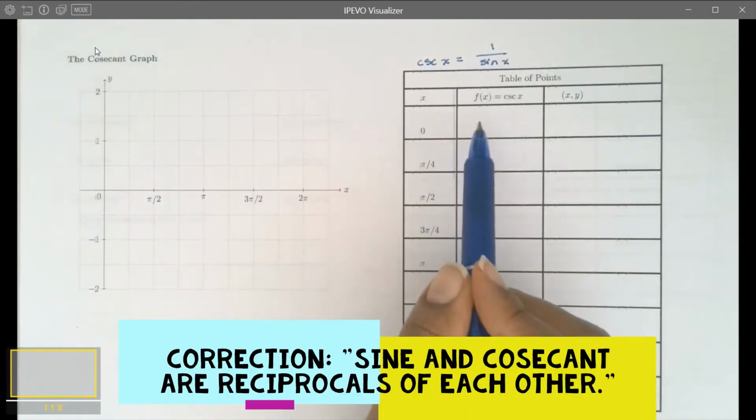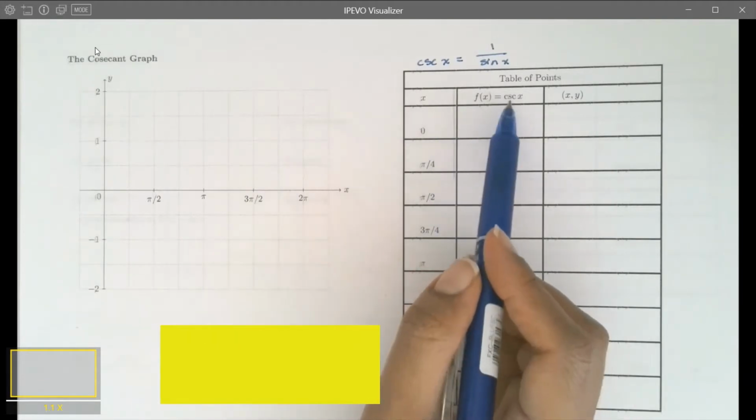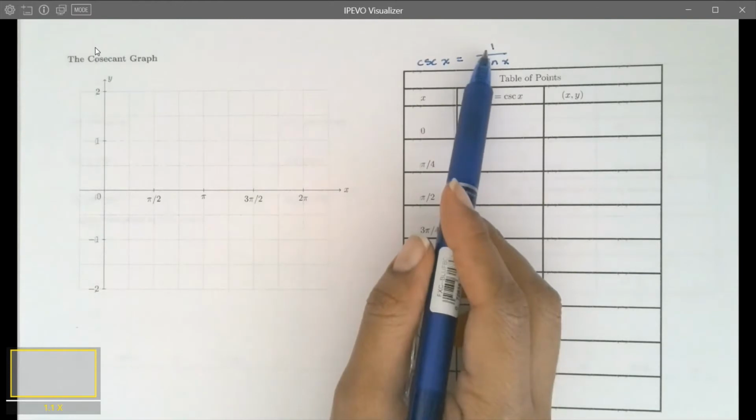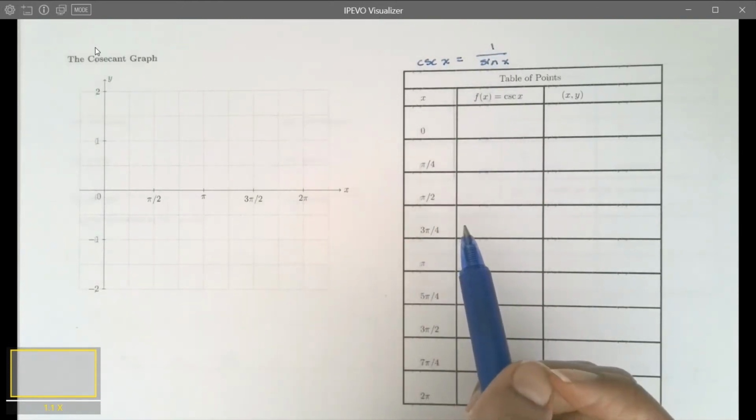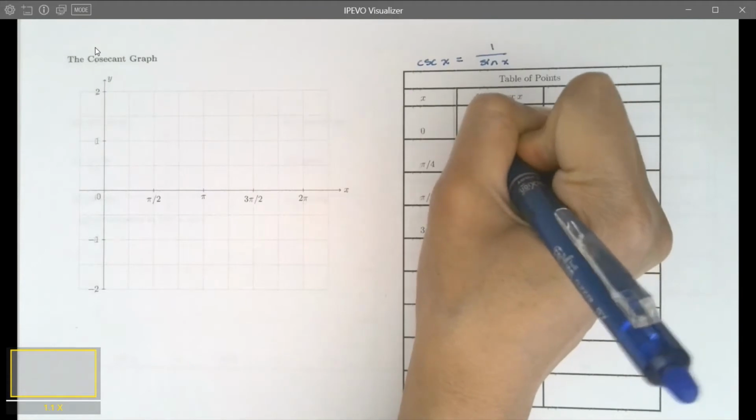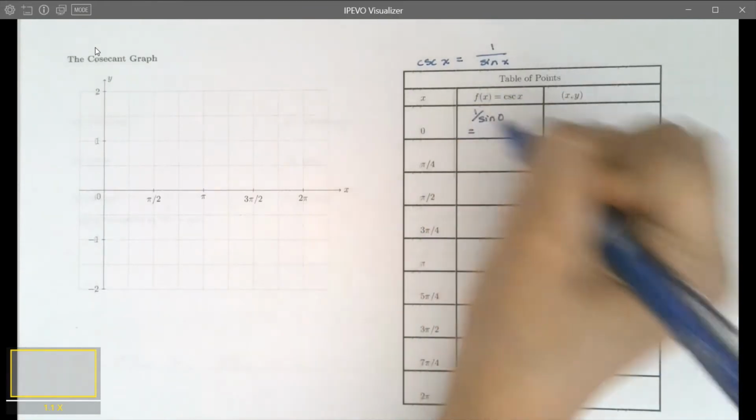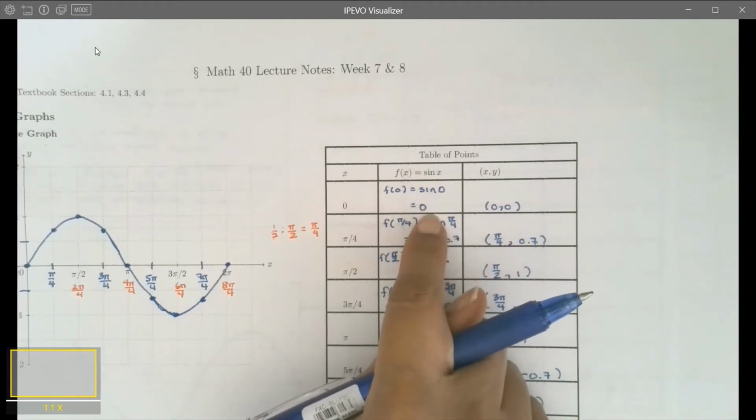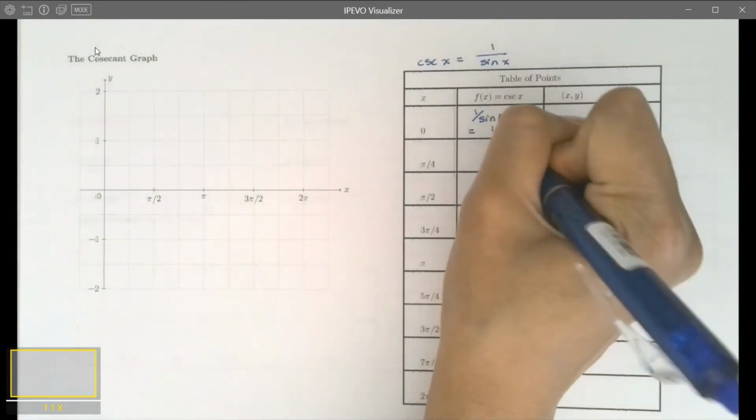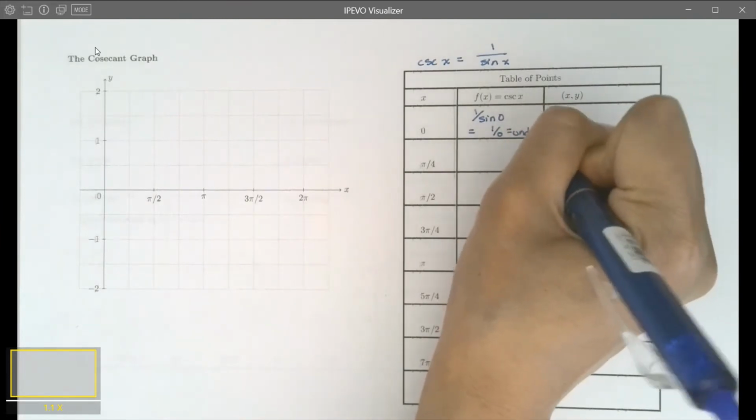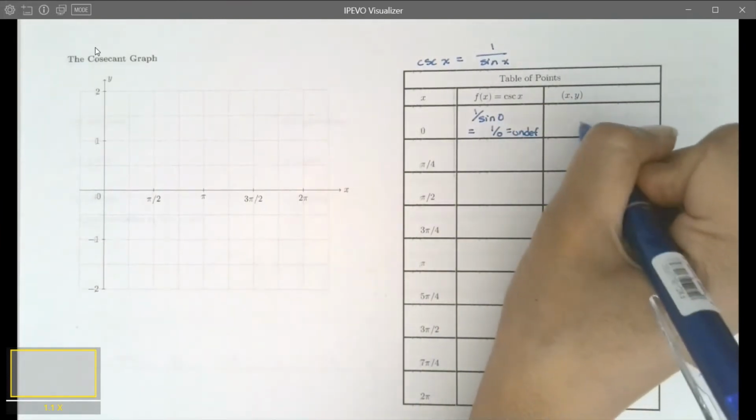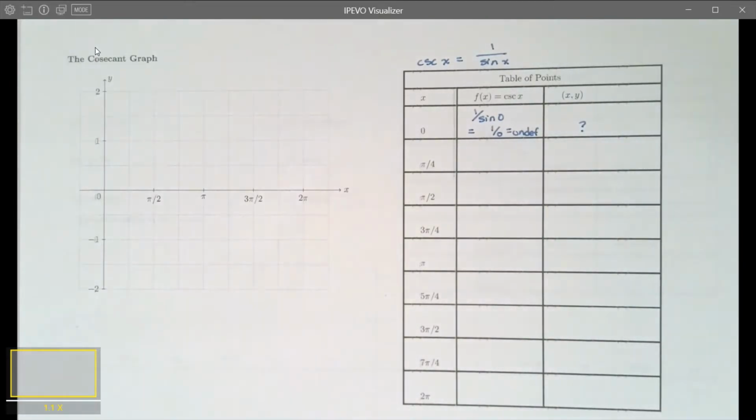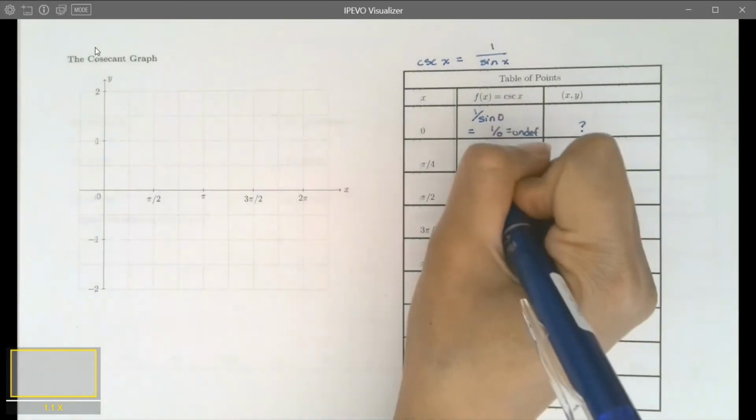So when I'm calculating what is cosecant at 0, for instance, I'm actually going to be plugging it into 1 over sine 0. So let's do that. What is 1 over sine of 0? Well, go back to page 1, look at the first entry of the table. We said sine of 0 is 0. So this is 1 over 0, which is undefined. Okay, so maybe at this point we're not too sure what's going on here for that point. So we'll just draw a question mark and we'll come back to it to see if we can figure out what to do about that point.